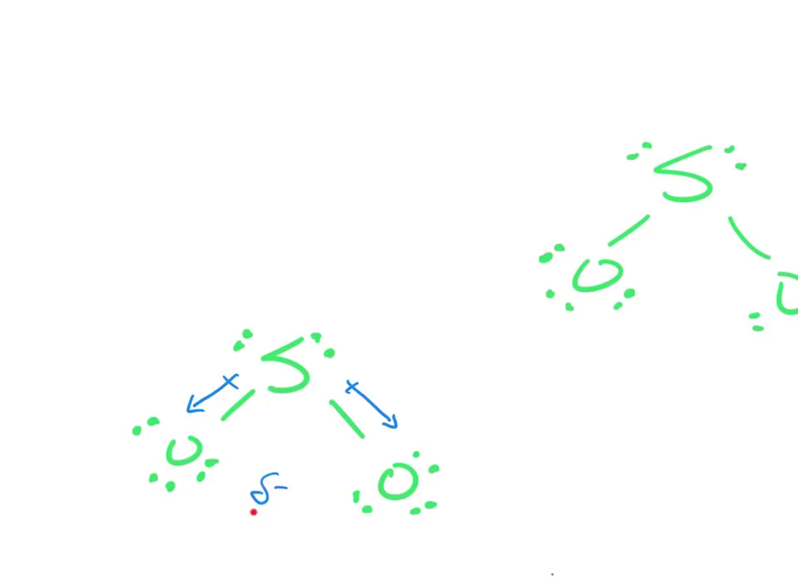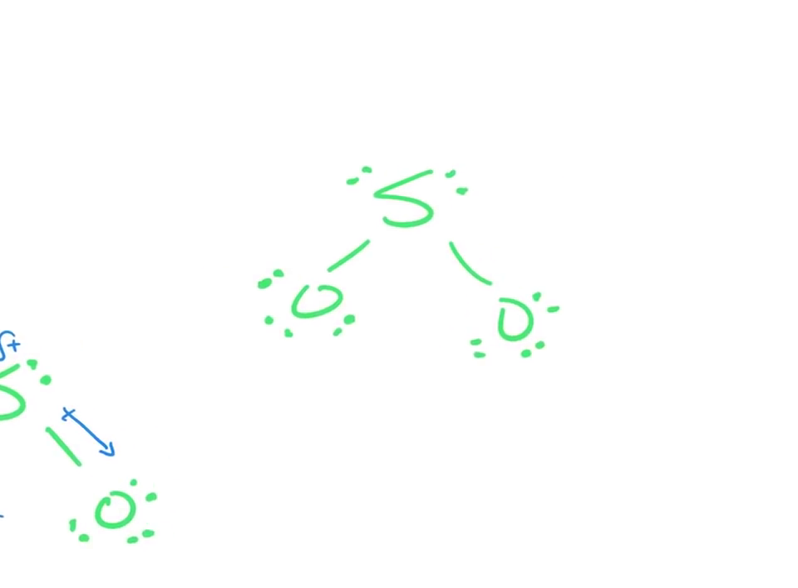Now, this symbol means partial, not a full negative charge, but a partial negative charge. And since the tail ends of the positive sides are up here near the sulfur, that means the sulfur has the partial positive part. So now I've labeled the two sides of my molecule. Because it's a polar molecule, it has to have opposite sides. This is the negative side, and this is the positive side.